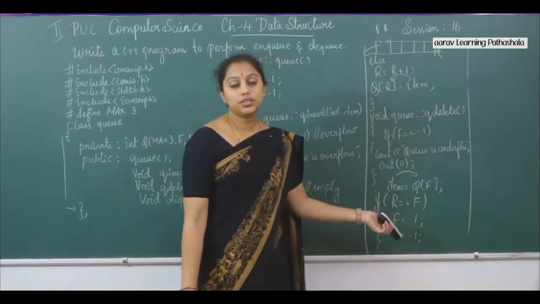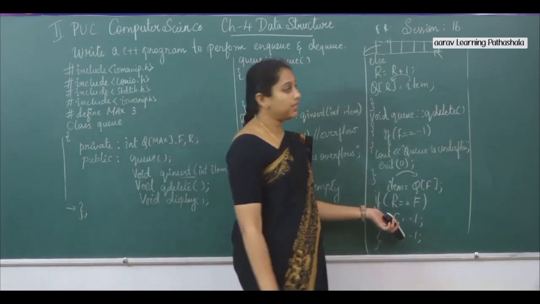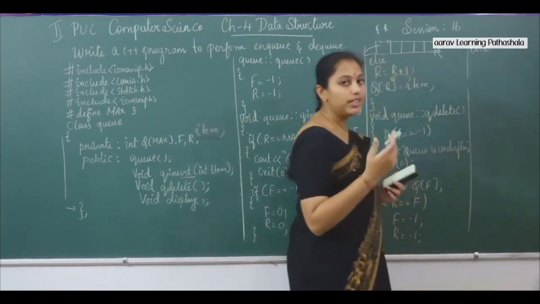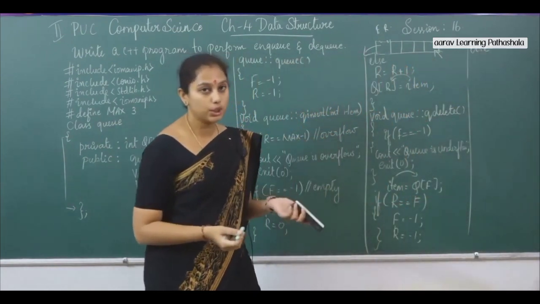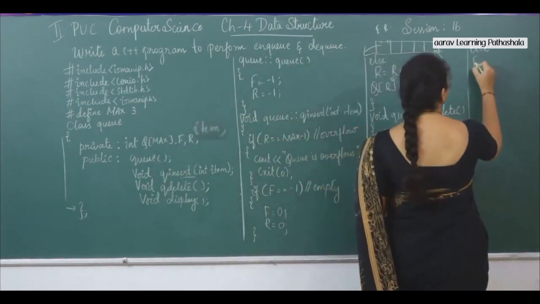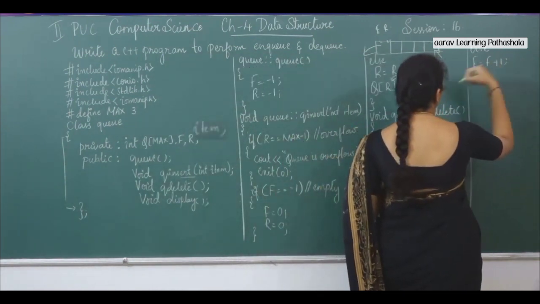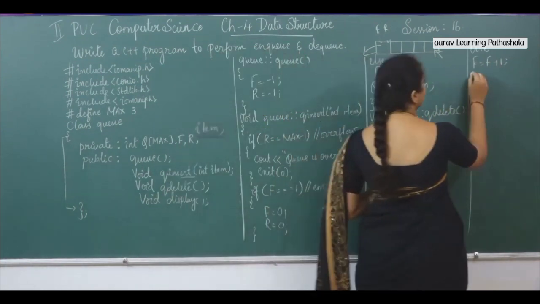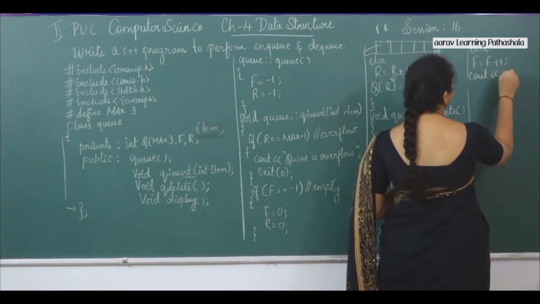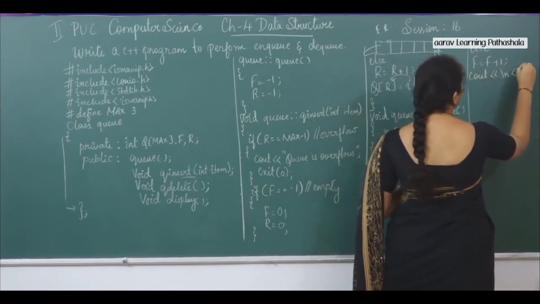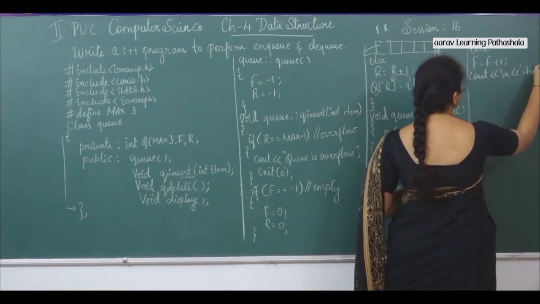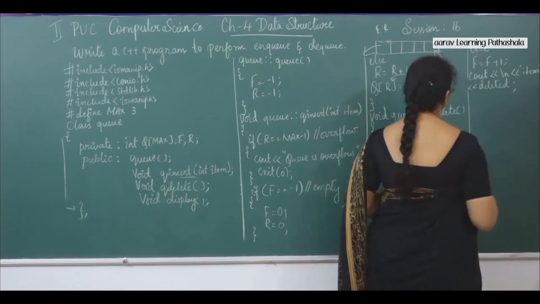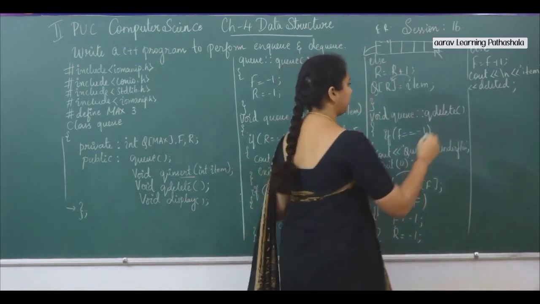So if the queue does not contain only one element, we can increment the front pointer to delete the next item from the queue. That is f = f + 1. Here we are printing it as "Item deleted". So close this function.